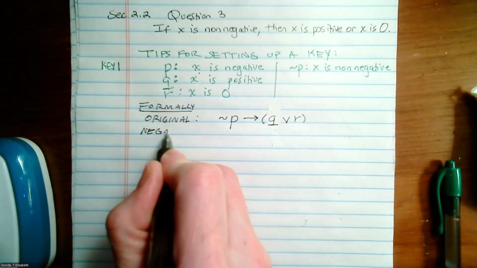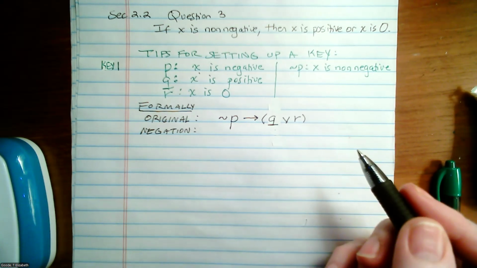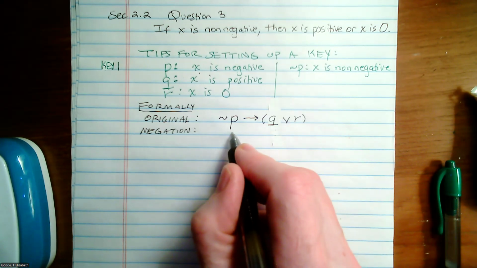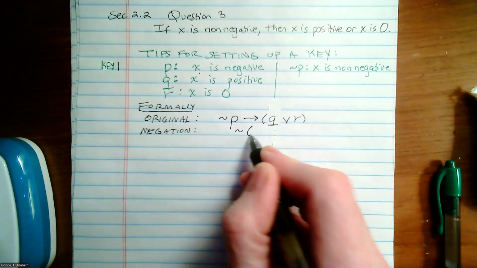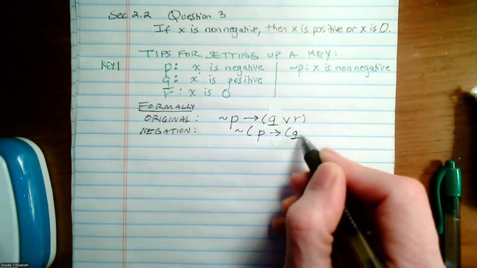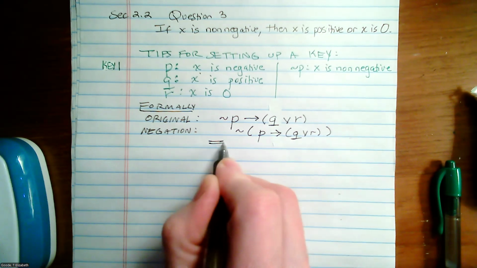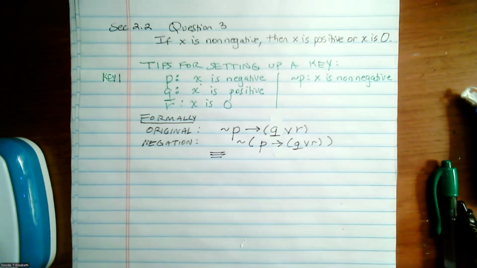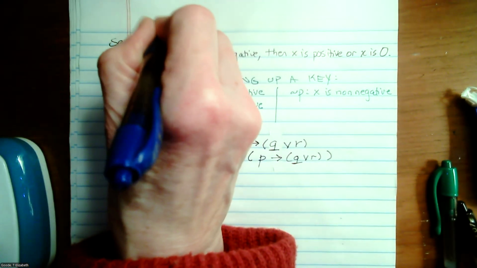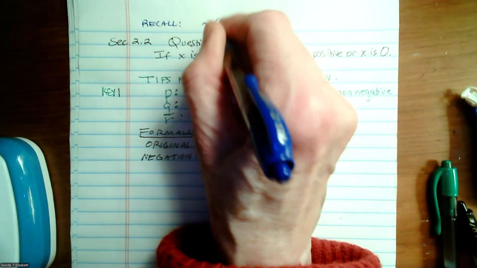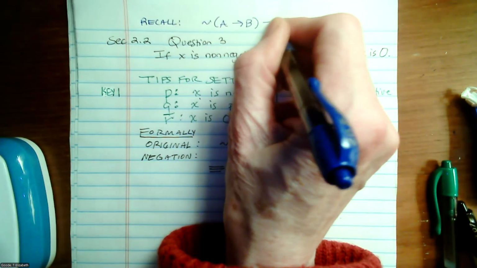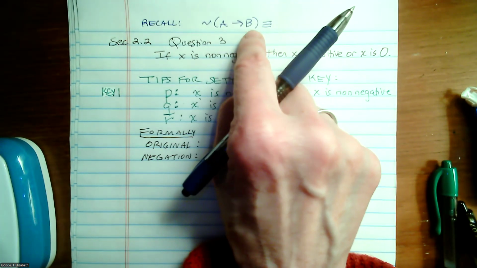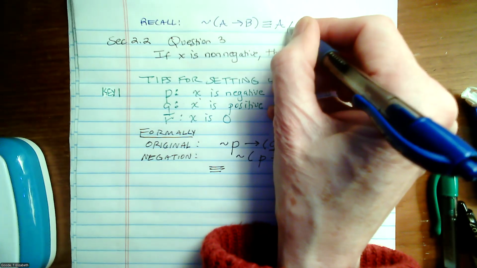Now, for the negation, what would the negation be? We would have the negation symbol, and then we would put the entire expression in parentheses. That would be the first step. But now we want to remember the rule for negating an if-then. So let's recall. I'll use A's and B's so we don't get confused. The negation of A implies B is, do you remember what it means to say that A didn't imply B? It was A arrow, not B?